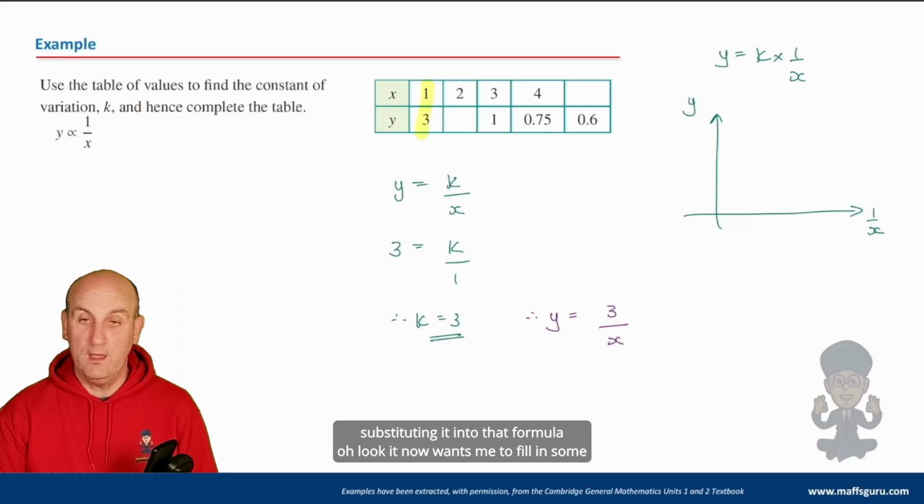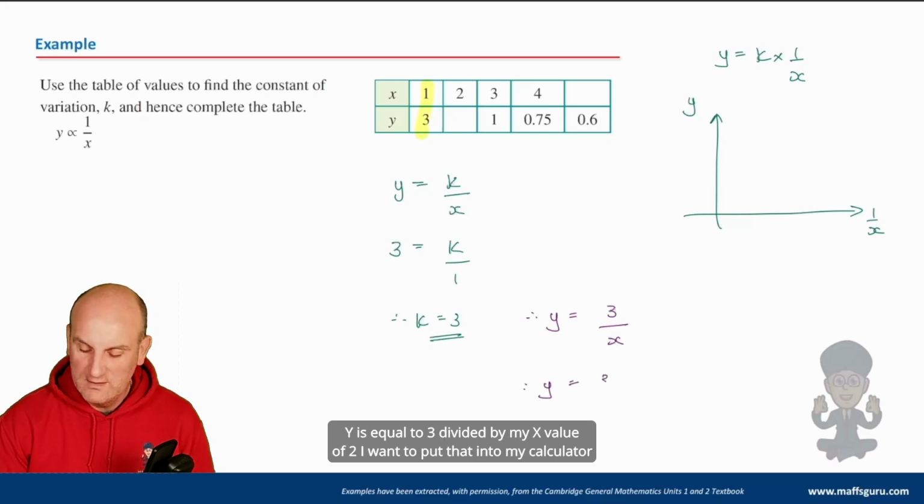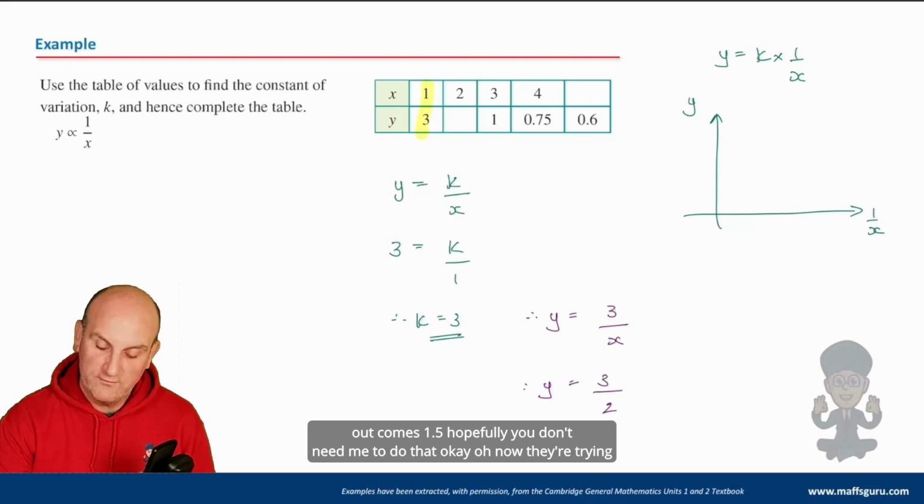So if I have an x value, I can work out a y value just by substituting it into that formula. Oh, look, it now wants me to fill in some missing values. That's okay. So this one here, I've got an x value, I want a y value, so I'm going to substitute for x. So for the first one, we're going to say y is equal to 3 divided by my x value of 2. I want to put that into my calculator. Out comes 1.5. Hopefully you don't need me to do that.